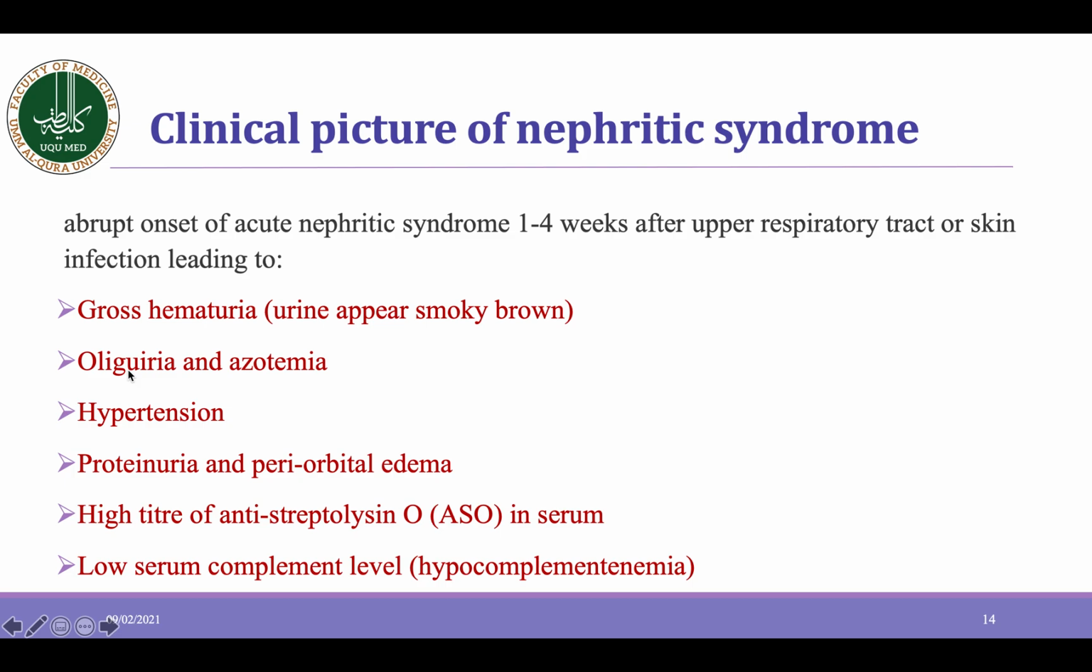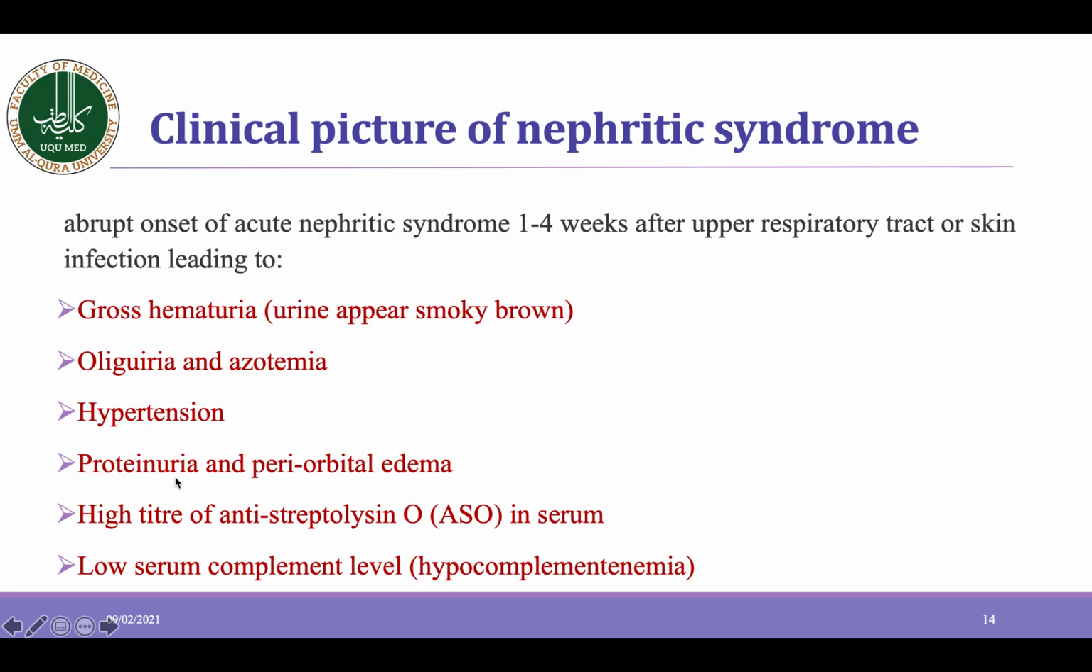If the kidney, as we mentioned, is injured, the kidney will not function normally. So this will result in oliguria and azotemia, increasing level of urea. And the kidney is not functioning well, so there is accumulation of fluid with a result of hypertension. So these are the three typical features of nephritic syndrome: gross hematuria, oliguria with increasing urea level in the blood, and hypertension.